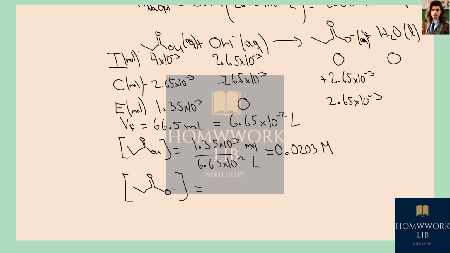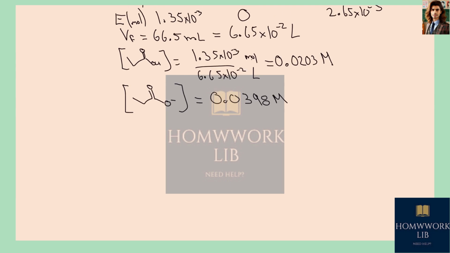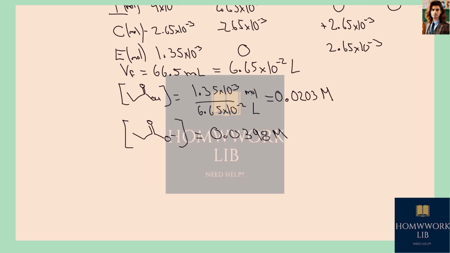And the same thing for the propanoate. Here I'm going to skip the calculation and just give the direct result. Our concentration in this case is going to be 0.0398 molar. Okay, so that gives us the concentrations after we have added the NaOH to our solution.